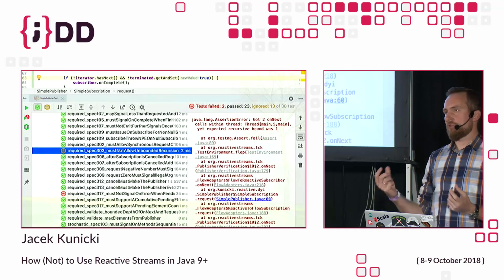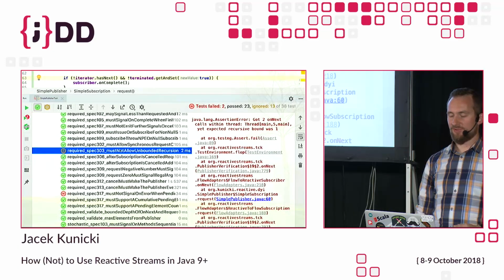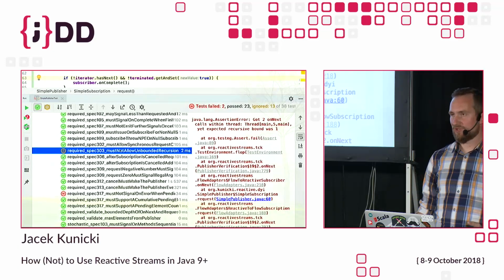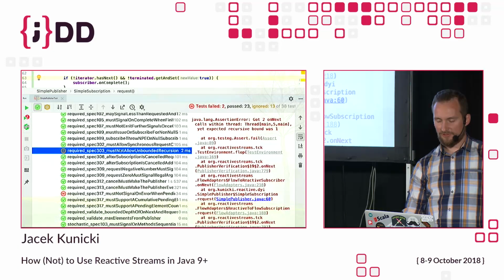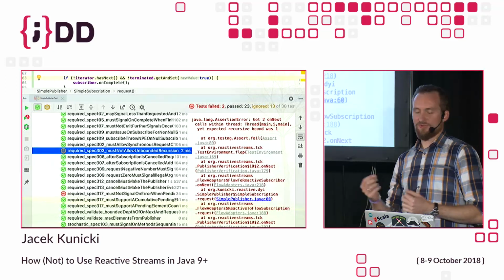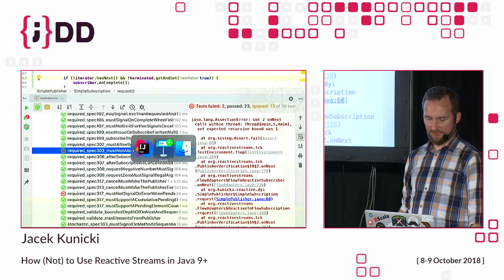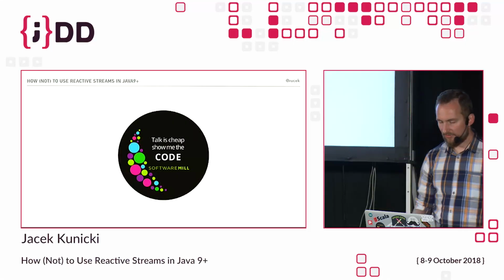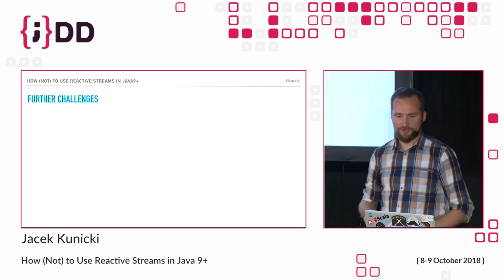So here you can see that we got a StackOverflowError, which is caused by the fact that our implementation is synchronous and that we actually allow unbounded recursion. So this caused the stack overflow. And here in the test case specific for unbounded recursion, we can see that it also fails. So there is a problem with unbounded recursion here. So let's try to focus on those 2 errors a little bit more.